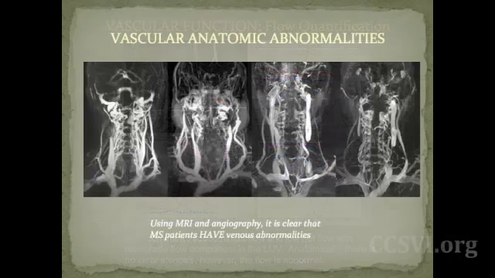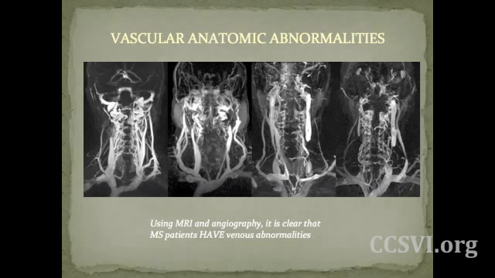But this is not to say that we won't see abnormal vasculature and abnormal veins in multiple sclerosis patients. These are various examples of either occlusion or possible atresia, closing of the vessel. And you can see here, we cannot image the vessel on MR.